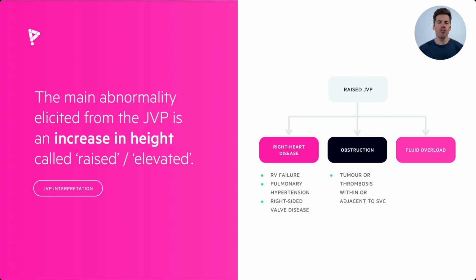The second is obstruction, such as a tumour or thrombus, so a clot within or adjacent to the superior vena cava. Any blockage to blood flow to the right atrium can lead to a rise in the JVP. And then finally is a generalised fluid overload state, such as with renal disease, liver disease, or excess intravenous fluid. All these conditions can lead to a rise in the JVP.